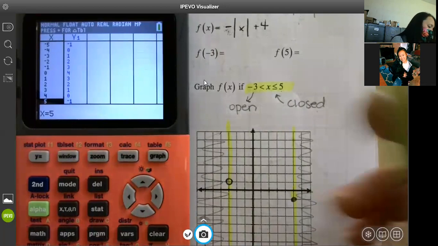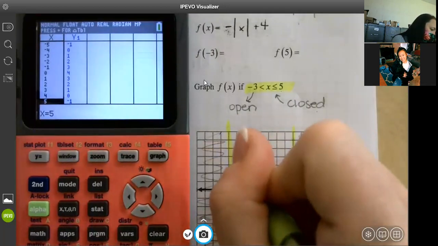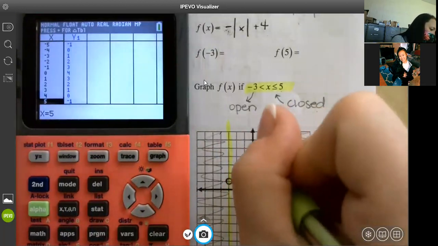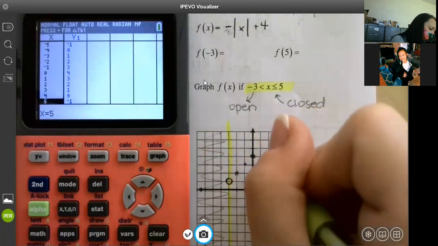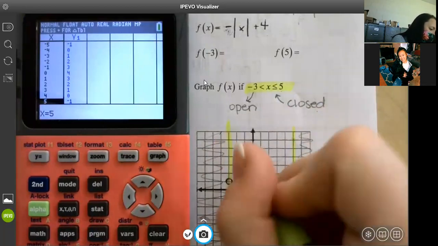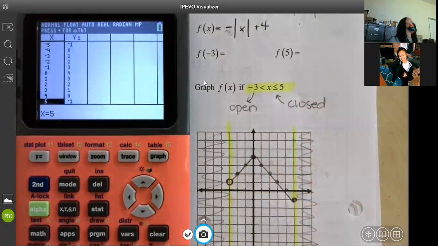So we started at -3, 1, -2, 2, -1, 3, 0, 4, 1, 3, 2, 2. If you guys see the pattern, you don't have to keep looking at it. And then connect it. Remember, this one should be V-shaped because it's absolute value. If you have questions, let me know. Everybody good?